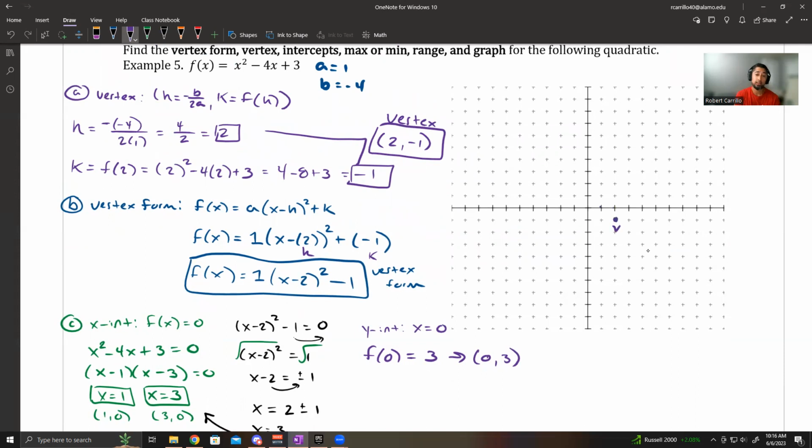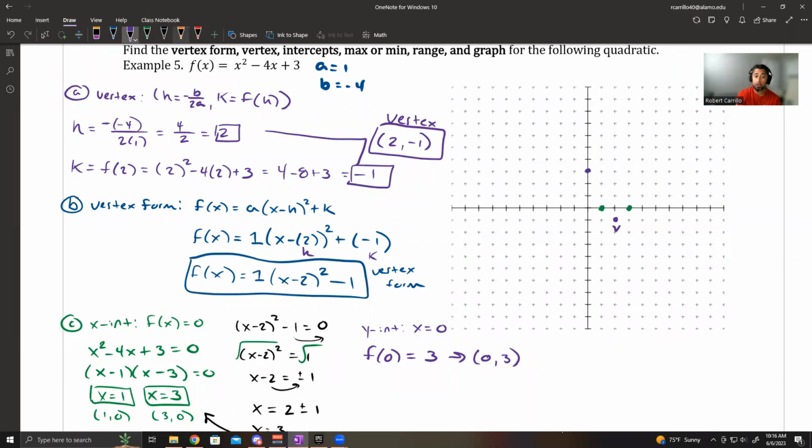There's my vertex. And then my x-intercepts are at 1 and 3. So here I have at 1, and here I have at 3. And right there, we have enough information to graph. I have a vertex, I have a point to the left of it, I have a point to the right of it. And then you can plot your y-intercept since we found it. It's at (0, 3), which is right there, and just connect.